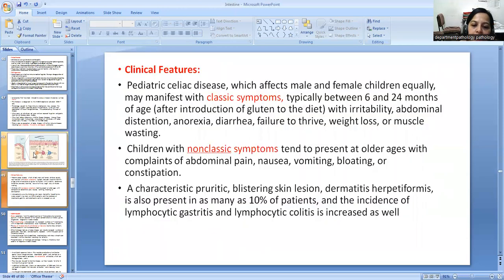Clinical features: pediatric celiac disease, which affects male and female children equally, may manifest with classic symptoms typically between 6 and 24 months of age, with irritability, abdominal distension, anorexia, diarrhea, failure to thrive, weight loss, or muscle wasting. Children with non-classic symptoms tend to present at older ages with complaints of abdominal pain, nausea, vomiting, bloating, or constipation. A characteristic pruritic blistering skin lesion, dermatitis herpetiformis, is also present in as many as 10% of patients, and the incidence of lymphocytic gastritis and lymphocytic colitis is increased as well.